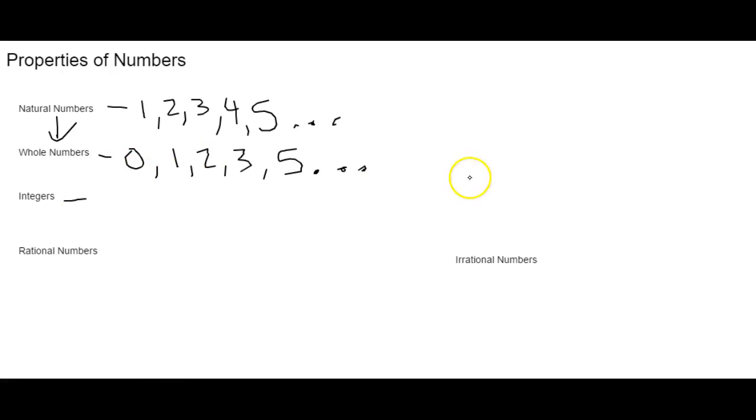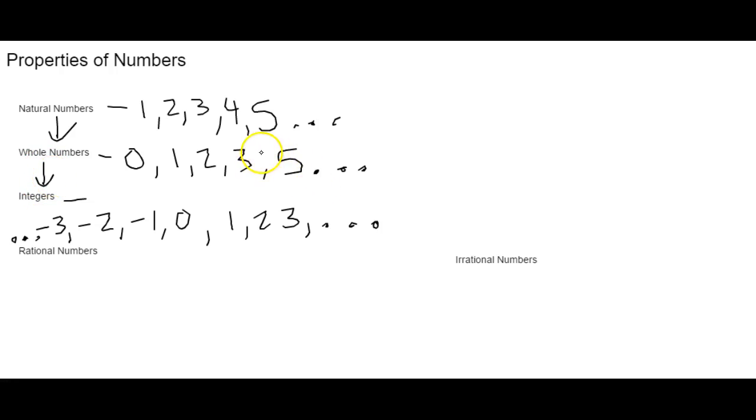Integers include all the numbers we've already said and negative numbers. Any negative number is considered to be an integer. But again, all the whole numbers can fit into the integers. So anything considered to be a whole number is also an integer.